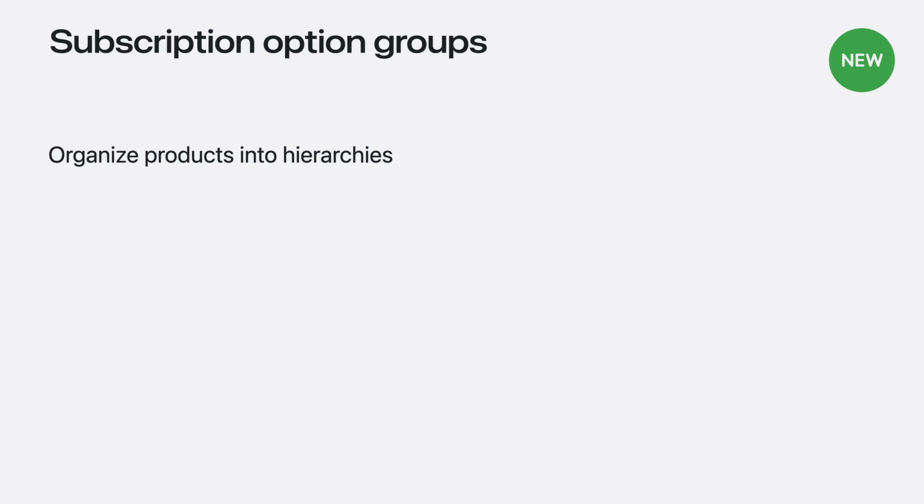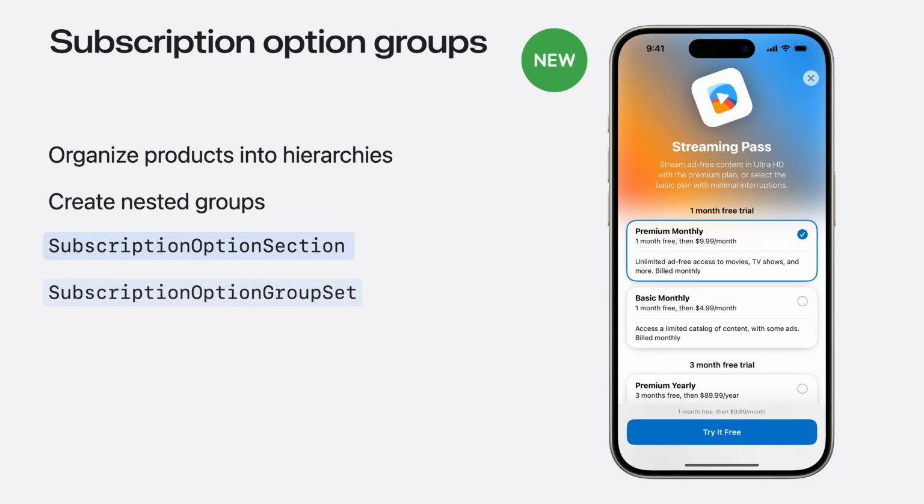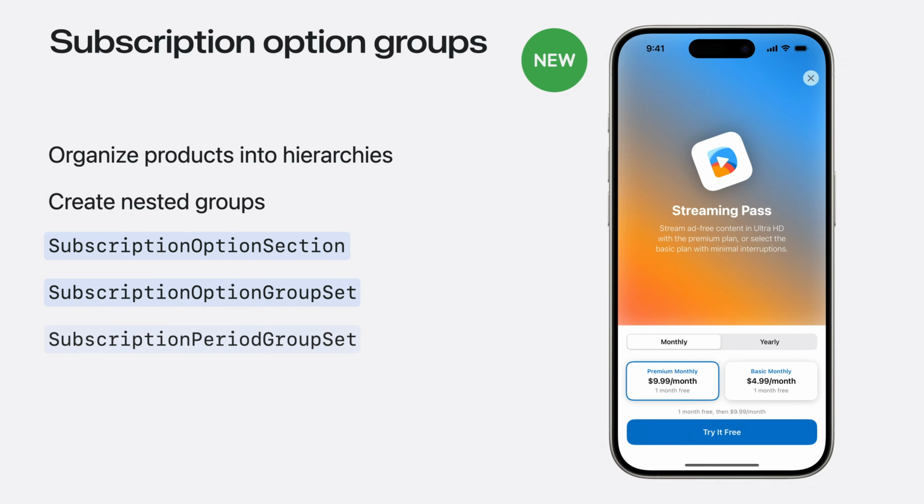Subscription option groups are the building blocks of organizing your subscription options into a hierarchy you define. This is a simple yet powerful API that lets you create groups within groups and even inline groups. We also created the Group Set API that lets you create multiple groups in one declaration. And for the most common use cases, such as grouping by subscription period, we created convenience APIs like Subscription Period Group Set.